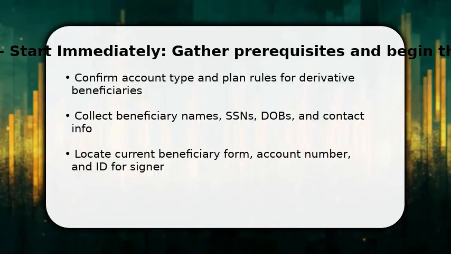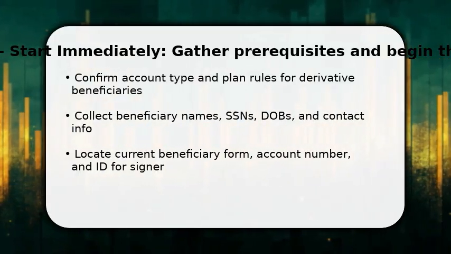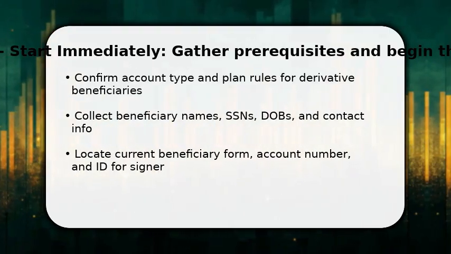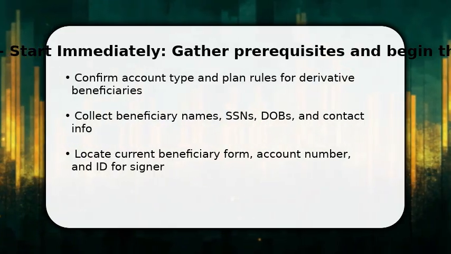You start by confirming the account allows derivative beneficiaries and why that matters. It affects payout order and tax treatment. Next, gather names, SSN, dates of birth, and addresses. Accurate data avoids processing delays.